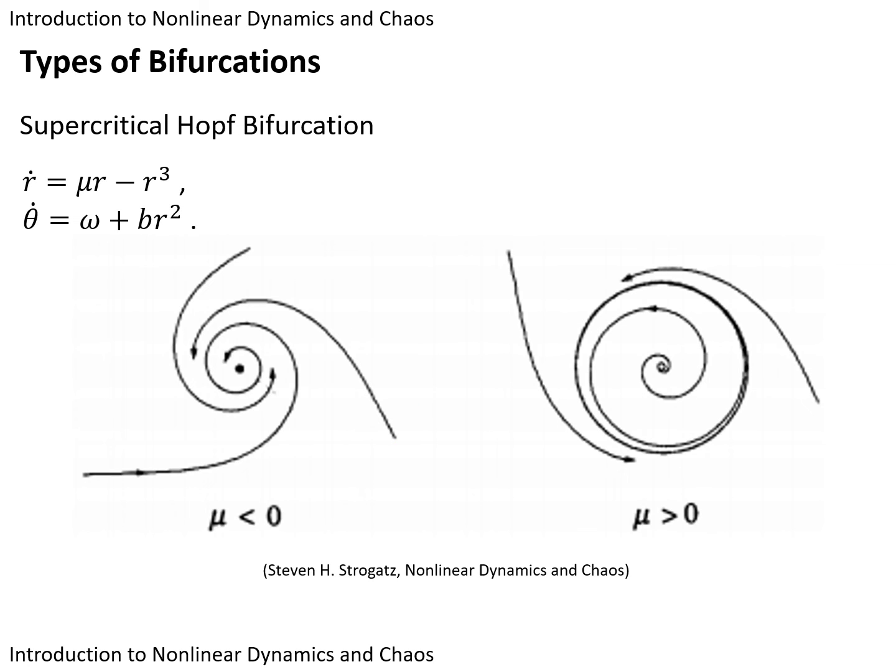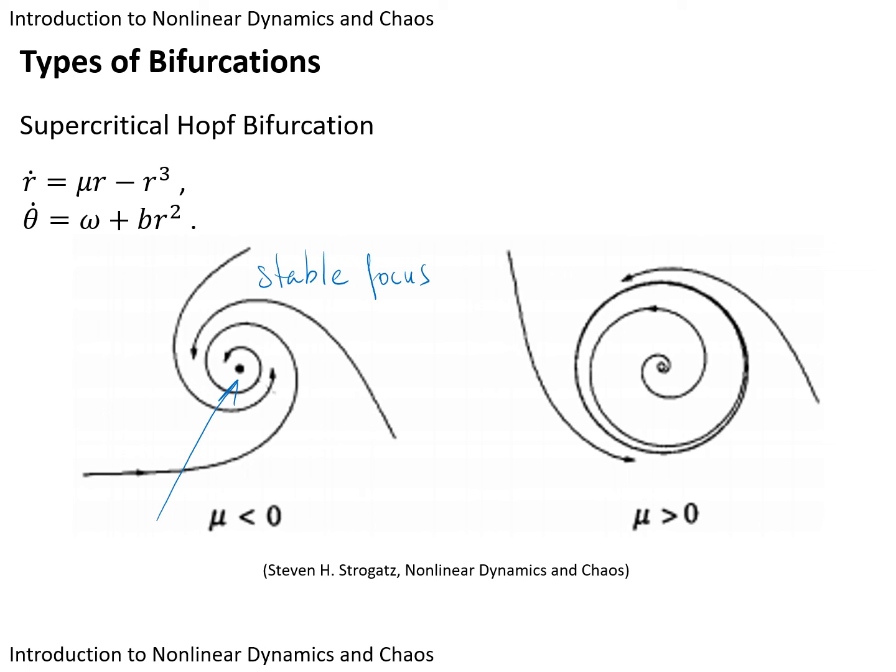Supercritical Hopf bifurcation. We have the other variables r and theta here and several parameters, but let's look at the parameter mu. When mu is negative, we have one equilibrium and the phase portrait is stable focus.